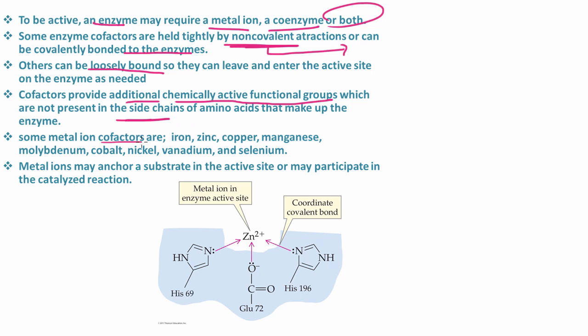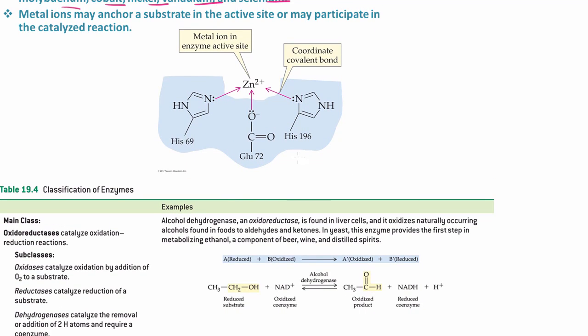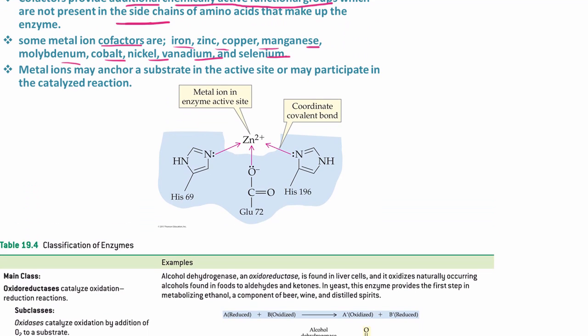Some of the metal ion cofactors are iron, zinc, copper, manganese, molybdenum, cobalt, nickel, vanadium, and selenium. Metal ions may anchor a substrate in the active site, or they might participate in the catalyzed reaction. It just depends on the reaction. And there are so many of them, over 2,000 of these types of reactions in each cell.